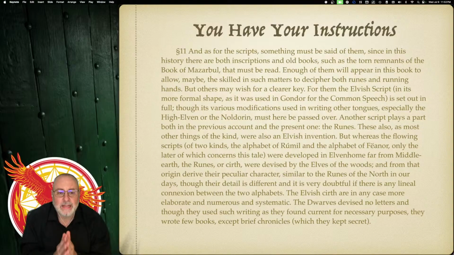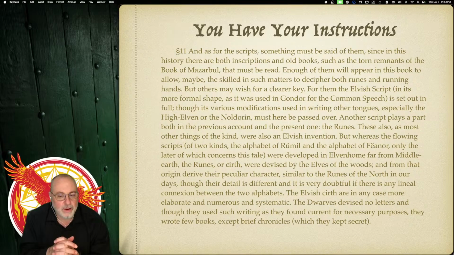Another script plays a part both in the previous account and the present one, the runes. These also, as most other things of the kind, were also an Elvish invention. But whereas the flowing script of two kinds, the alphabet of Rúmil and the alphabet of Fëanor, only the latter of which concerns this tale, were developed in Elvenhome far from Middle-earth. Notice he's getting carried away with Rúmil and Fëanor there.